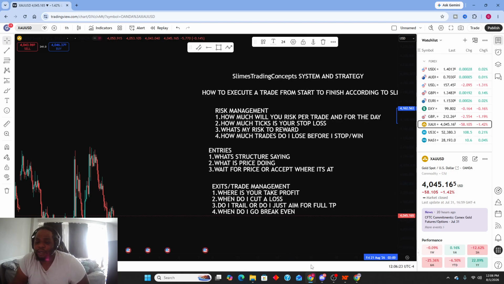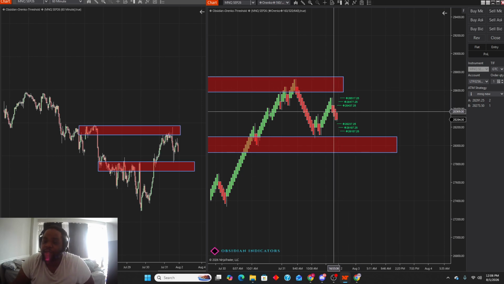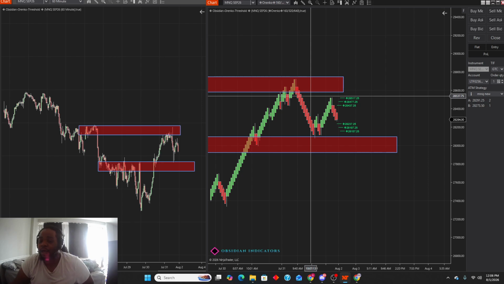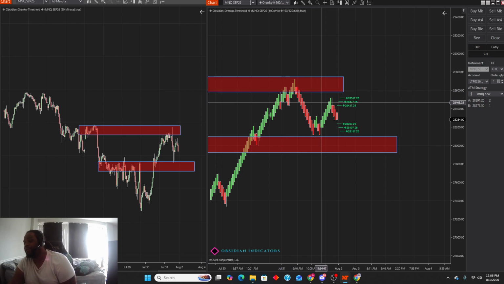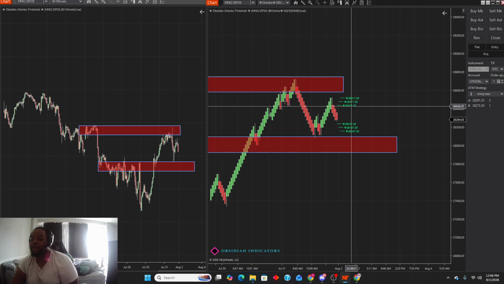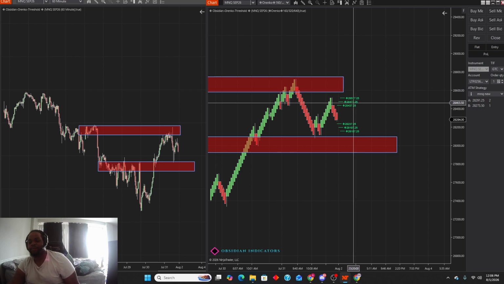Do I trail or do I just aim for full TP? So because I aim for one-to-ones, what I do is I get into a trade, 70% of the trade, I go break even. Simple. So if I aim for 100 ticks, at 70 ticks, I'm going break even regardless. Gold has a tendency to pull back. And NQ, when it pushes up 70% of the trade, it's not coming back. There's a strong possibility it's not coming back. You feel me?